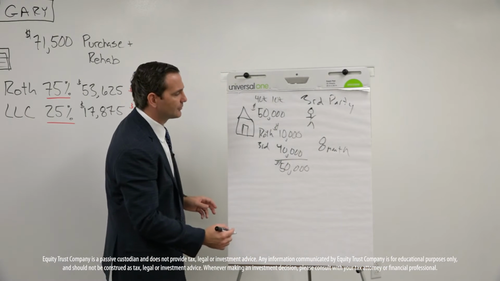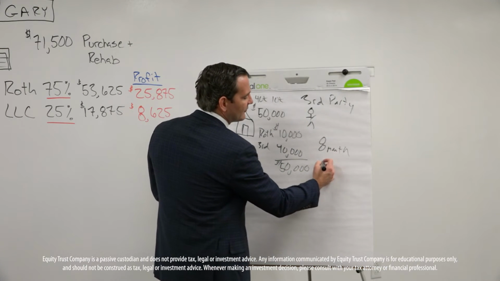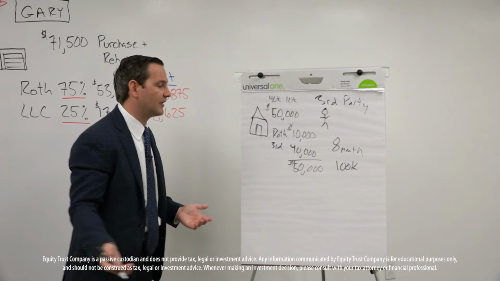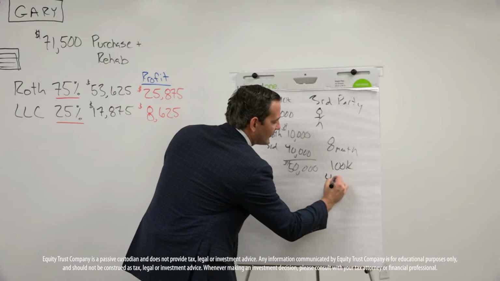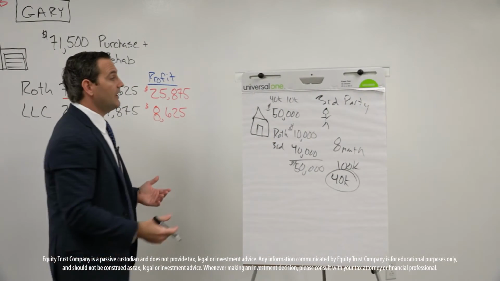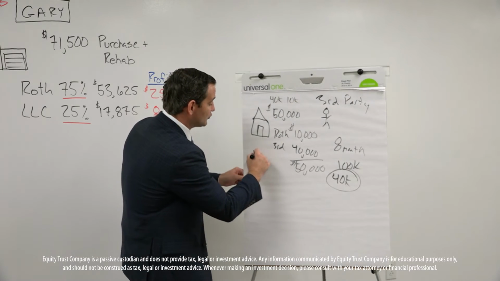So $50,000 purchase and rehab, and let's say we sell this property for $100,000, and after $10,000 in closing costs, we net a $40,000 profit. All right. So $40,000 is our profit. And we're going to create a joint venture here.